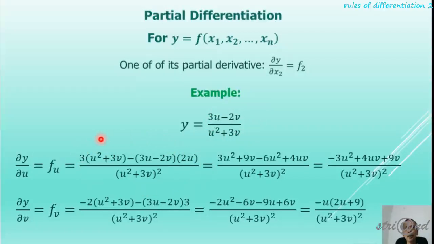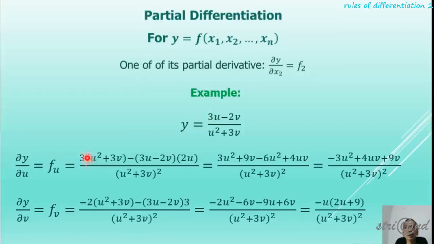Here we can see that the quotient rule is applied. The 3 here is the derivative of the numerator. The numerator is 3u minus 2v. The derivative with respect to u is 3. We have 2v here, and in this element of the function we cannot see any u, so we can consider it a constant, and the derivative of a constant is 0. So the derivative is only coming from the 3u. The derivative of 3u with respect to u is 3.